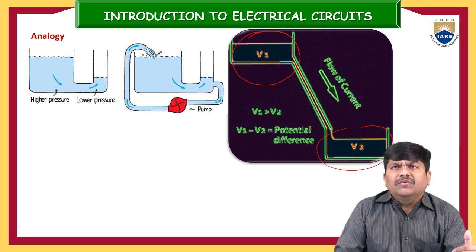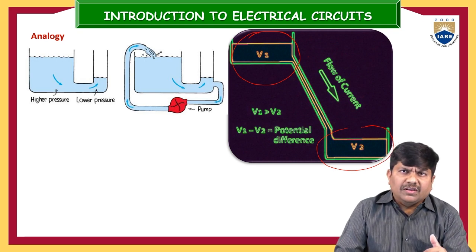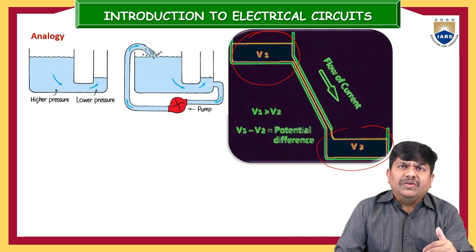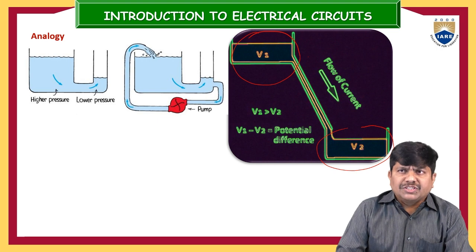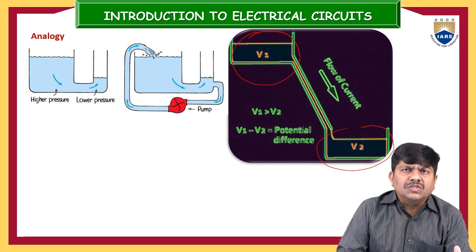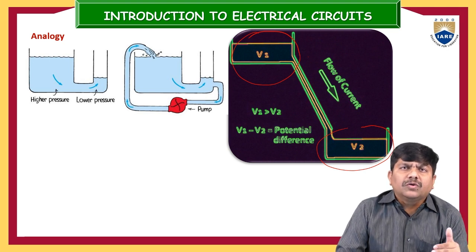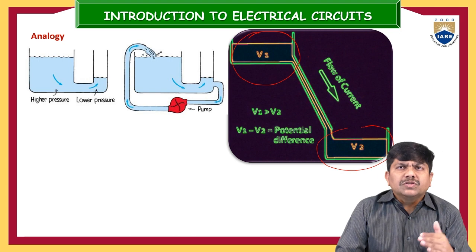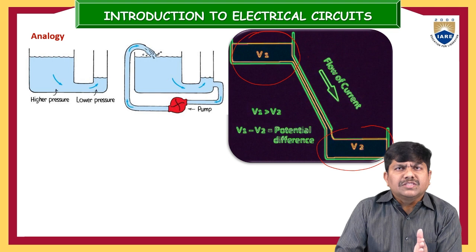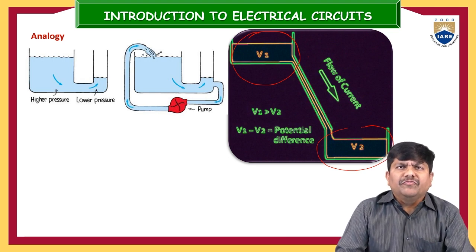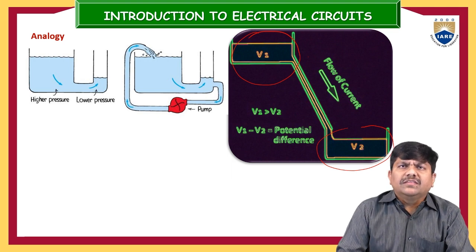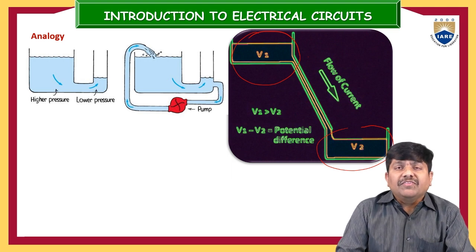Then from V1 there will be a flow of water. Now water will start coming from V1 to V2. In the same manner, the flow of current is exactly similar to the water, from where it is coming and to which it is going. So V1 and V2 are the pressure levels of the water, which is more or less similar to the potential. The first tank potential is V1, the second tank potential is V2. The difference in potential is the potential difference between V1 and V2.